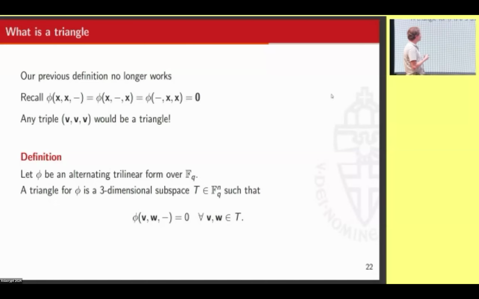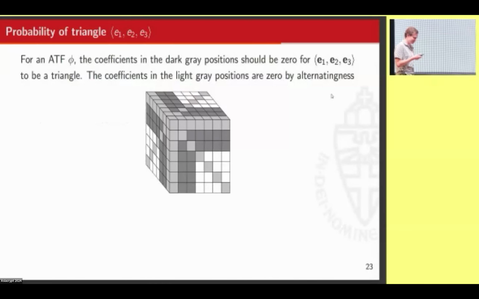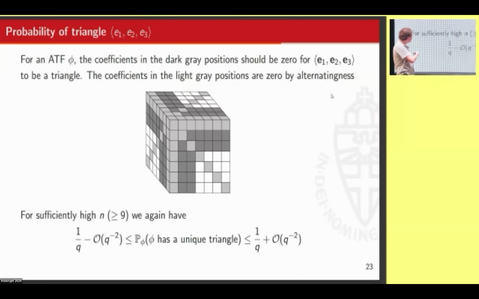So instead, what we are going to do is we define a triangle as a 3-dimensional subspace. And then for any 2 vectors of the subspace, if we apply them as input, then it should be 0. And what's interesting about this is basically that we get exactly the same probability bound again. So again, 1 over Q.